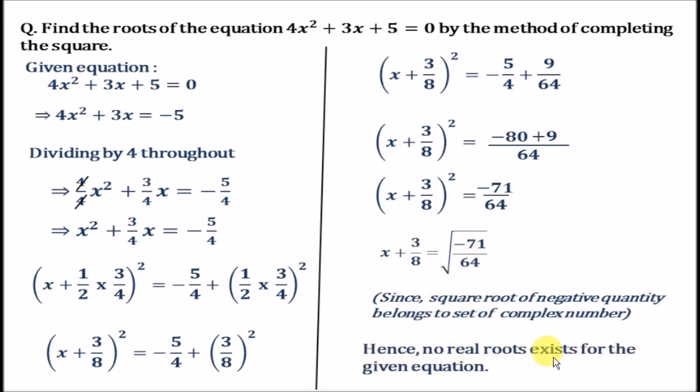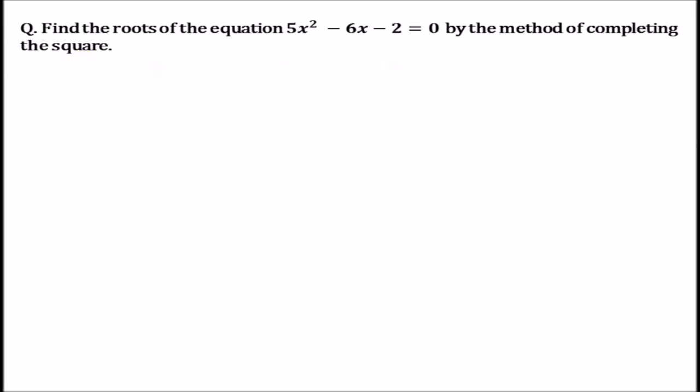Hence, no real root exists for this given equation. Now on to the next question. We need to find the roots of the equation 5x² − 6x − 2 = 0 by the method of completing the square.